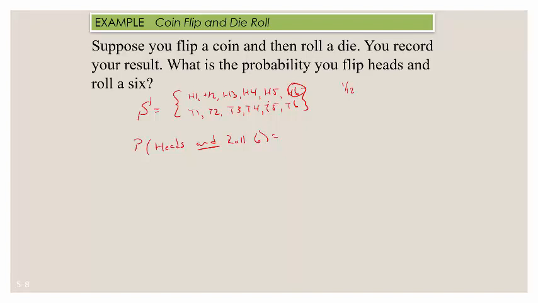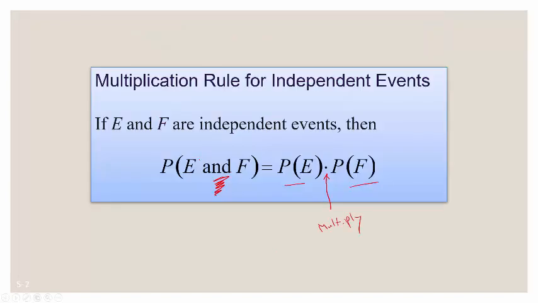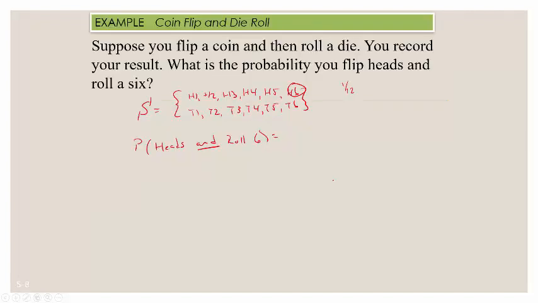All right, but now let me show you how to use the formula that we just had. I see the AND statement here. So look, probability of E and F. Whenever I see the AND statement, that tells me to multiply. So I'm going to take the probability of the first event, flip heads, and multiply it by the probability of rolling a 6 on a die. Since they're independent events, flipping a coin and rolling a die, you just multiply.